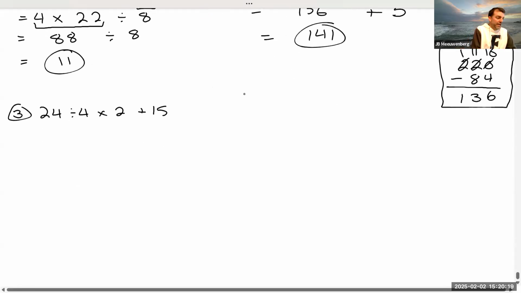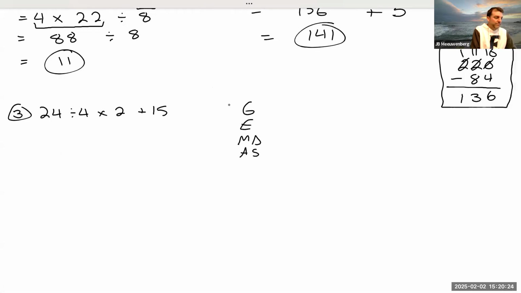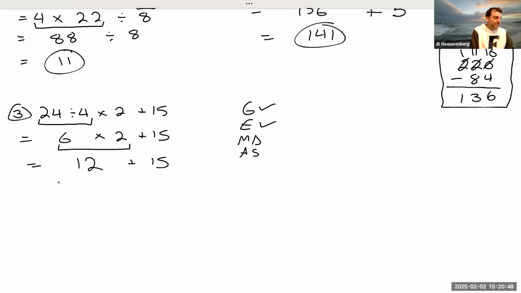Last one. Again, grouping, exponent, multiply, divide, add, subtract. There's no grouping. There's no exponents. There's division and multiplication. And notice how the division comes before the multiplication. That's okay. We work it from left to right. This is 6. Bring down the times 2 plus 15. There's more multiplication to do. 6 times 2 is 12. Then add the 15. And now we have 12 plus 15, which is 27.